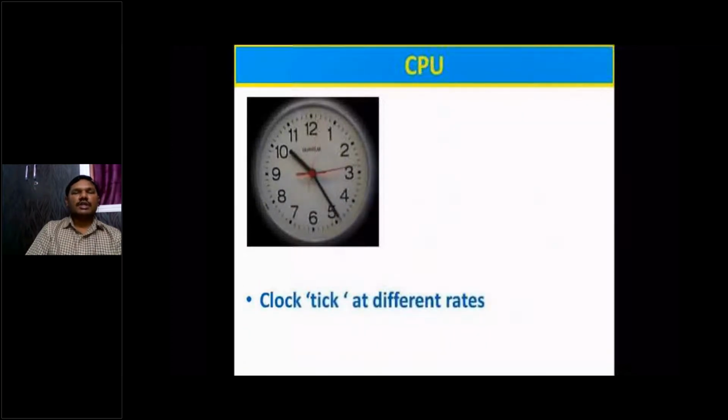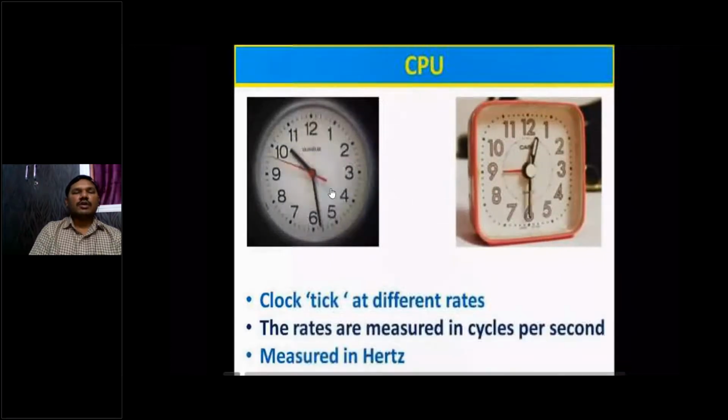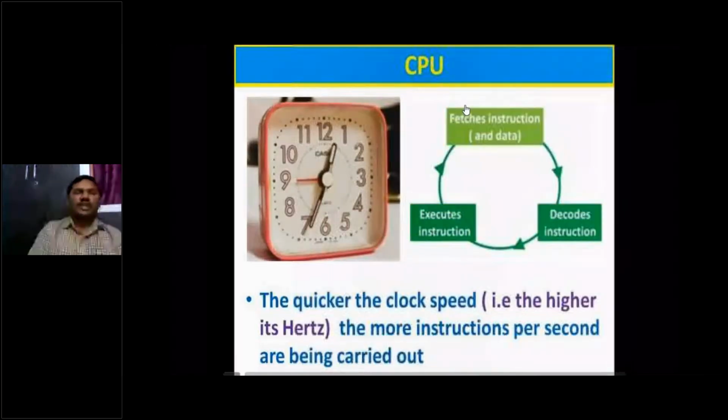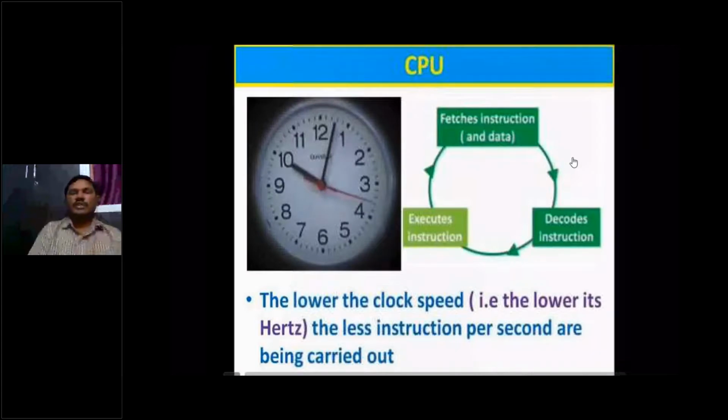This clock is the same as our wall clock. For every 60 seconds, the minutes pointer will move. For every 60 minutes, the hours pointer will move from one to the next one. That's why I am showing this example. The CPU always performs three operations: fetching, decoding, and execution, and these depend upon the clock speed.